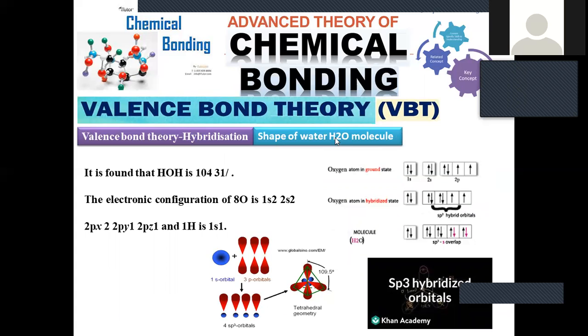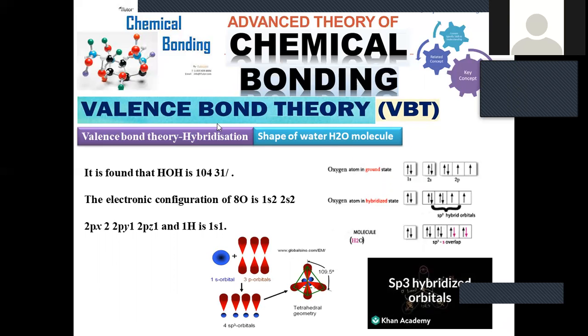Now we are going to discuss the water molecule, and this is also clearly explained where the explanation failed with previous theories. That's the reason why valence bond theory is somewhat of an advanced theory of chemical bonding, because even though they are tetrahedral in nature and should give a 109 degrees bond angle, they are rather producing a 104 degrees bond angle for this water molecule.